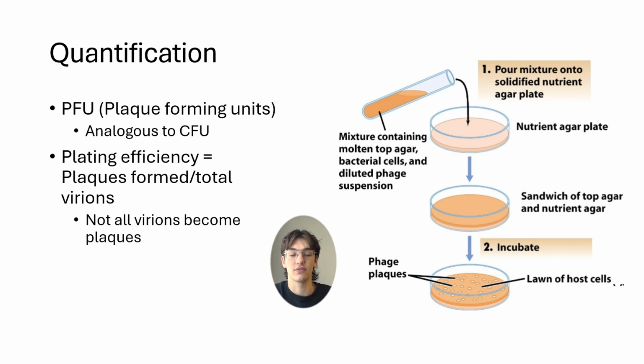They're just like colony forming units, so not all the bacteria are going to form colonies on the plate due to different conditions of plating and other environmental factors. The same goes for plaque forming units. You are going to have a plating efficiency, which is your plaques formed over your total virions. All of the virions that exist in the solution are not going to form plaques.